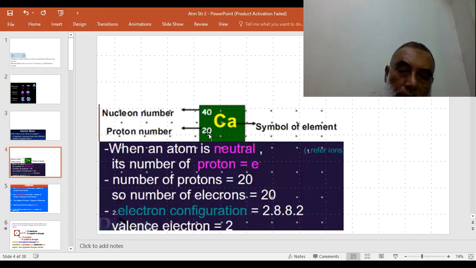Calcium, its atomic number is 20 and its atomic mass is 40. So the number of protons is 20, number of neutrons is 20, and the 20 electrons are arranged as: in the first shell 2 electrons, second shell 8 electrons, third shell 8 electrons, and in 4s there are 2 electrons. Valence shell electrons are in the outermost shell. For calcium there are 2 valence electrons, and its valence is 2.